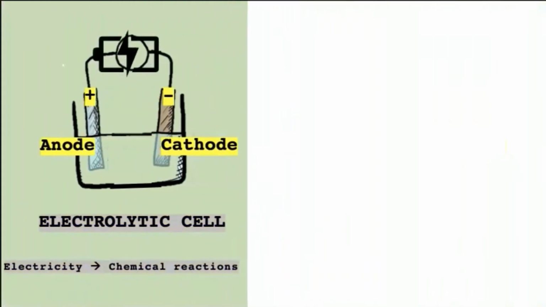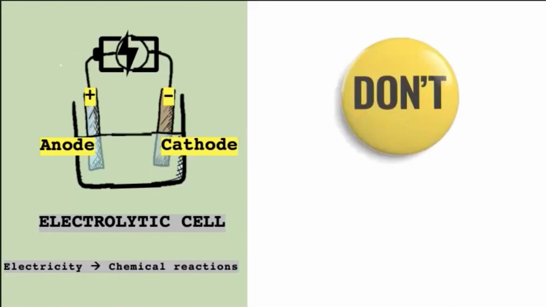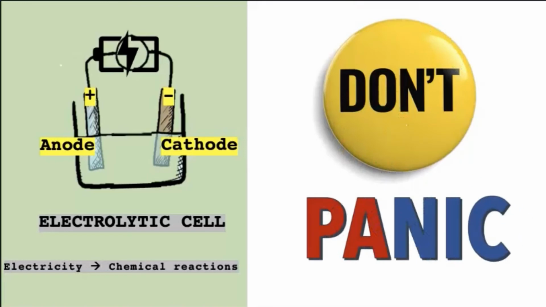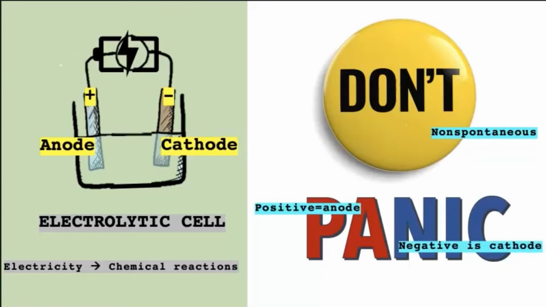A good mnemonic device for this one is, the next time you see an electrolytic cell, don't panic. Don't for non-spontaneous reaction, P is positive and A is anode. So you have to have a positive anode, and N-i-C for negative is cathode. So remember, don't panic.